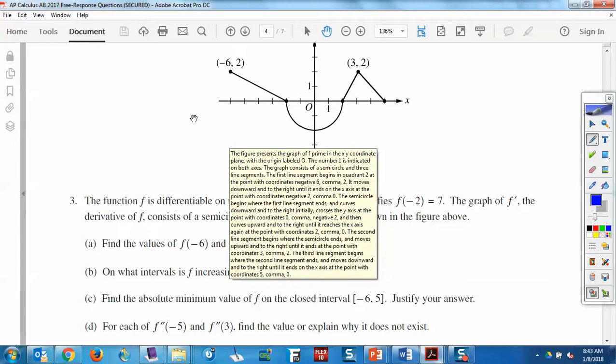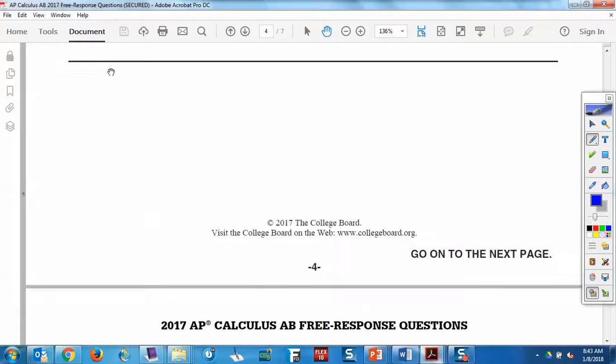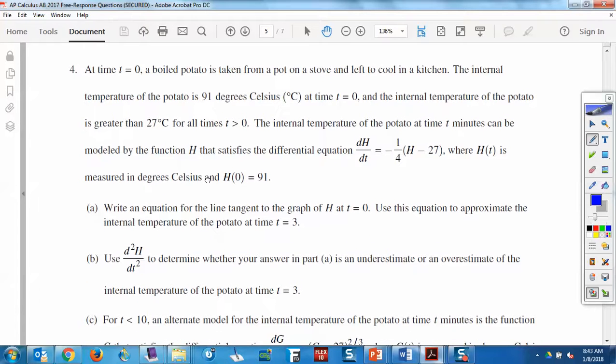Okay, but for right now, I think there's a sharp point there. The derivative does not exist at a sharp point. Okay, let's go on to this one.